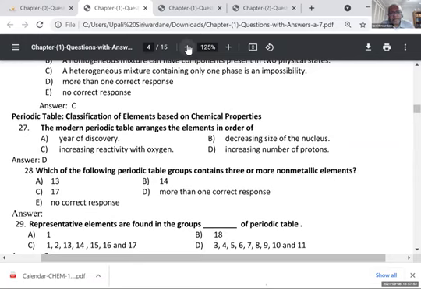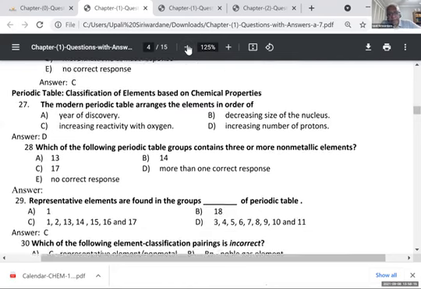Number 27 is about the classification of elements based on chemical properties, about the periodic table. The modern periodic table arranges the elements in the order of what? Increasing atomic number of protons, D.